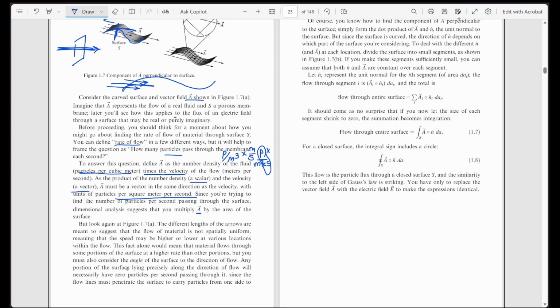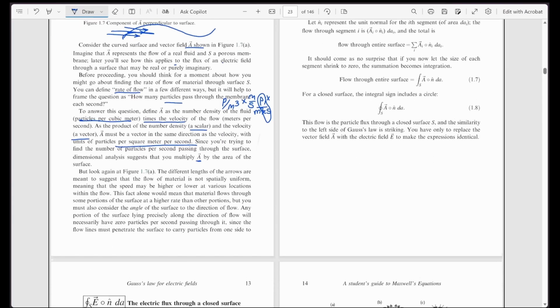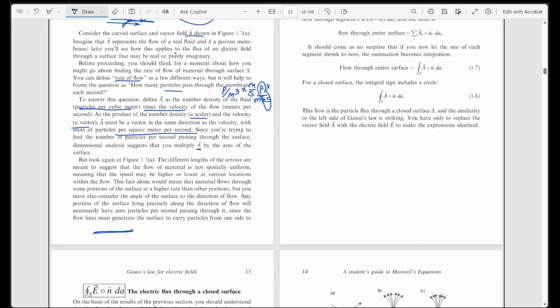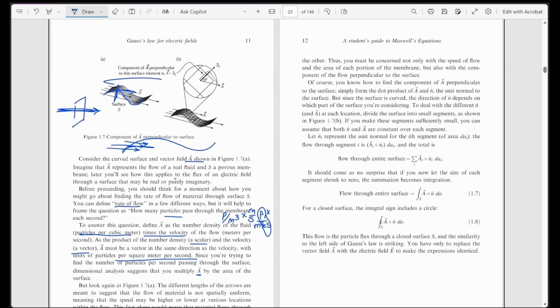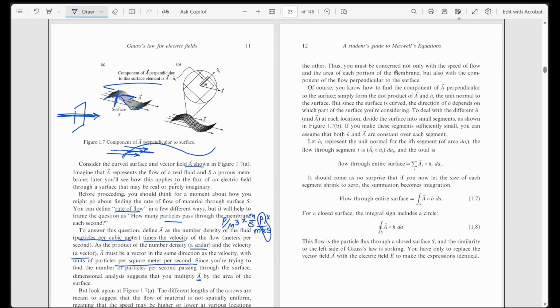Any portion of the surface lying precisely along the direction of the flow will necessarily have 0 particles per second. So if we have a surface that way and something is flowing parallel to it, we'll have 0 particles flowing through the surface, since the flow lines must penetrate the surface to carry particles from one side to the other. Thus, you must be concerned not only with the speed of flow and the area of each portion of the membrane, but also the component of the flow perpendicular to the surface.